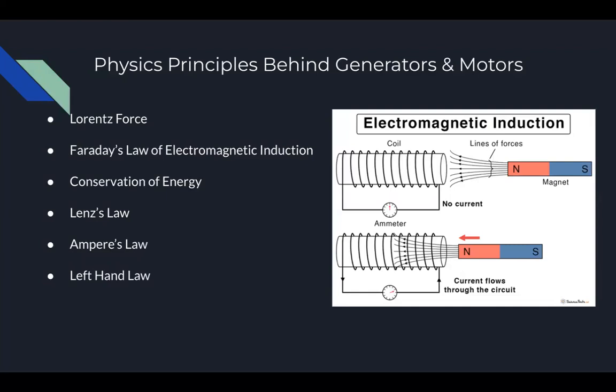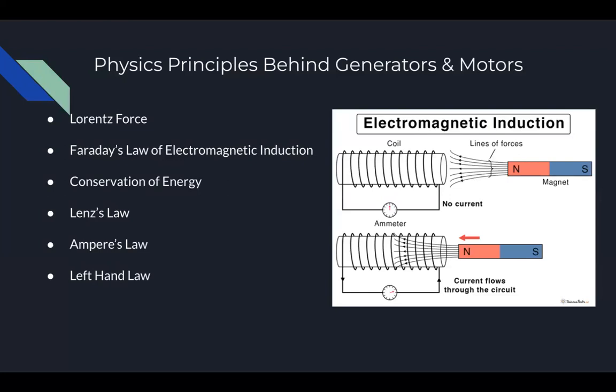So basically in generators, it's the principle that explains how mechanical energy, which is essentially the movement of the conductor, is converted into electrical energy. And the changing magnetic flux due to the rotating generator's coils induces an electromotive force, and it generates electric power.